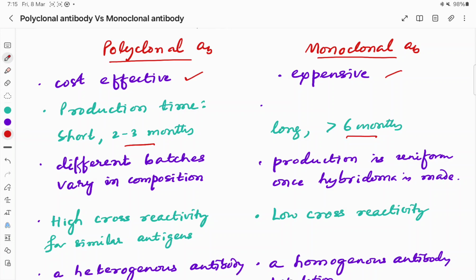For polyclonal antibody production, we simply have to introduce the antigen and then collect the blood, and from that blood we separate the antibodies, which are polyclonal. So different batches vary in composition; batch to batch there will be a difference in composition. Whereas once the hybridoma is made, the production is uniform. You can get the same type of monoclonal antibody. So batch to batch difference is there in case of polyclonal antibody, and there is no such difference in case of monoclonal antibody.